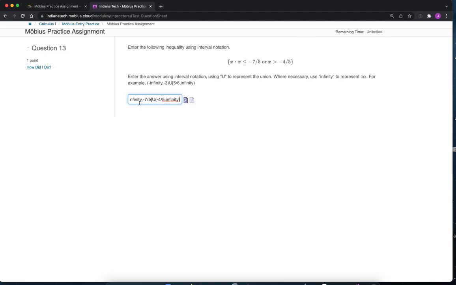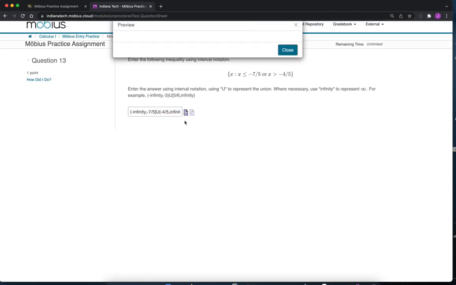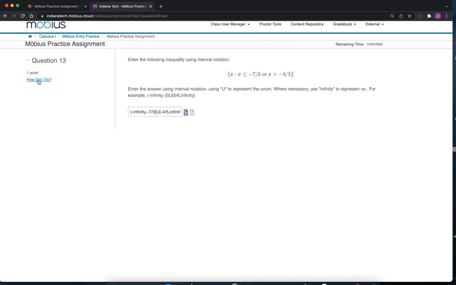And then let's see what the preview says for something like this. That'd be curious. Yeah, it can't really represent it. That's interesting. But we have the how did I do, and that is correct. Yeah. So like I said, sometimes when your answer might be really complicated, the preview might not show anything, whereas the how did I do will always be your friend.